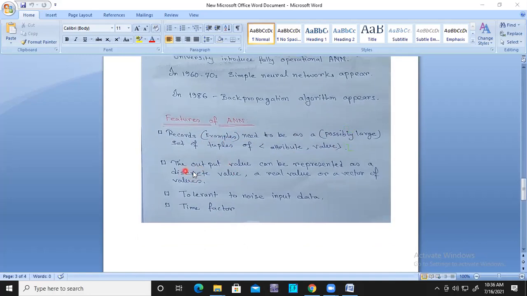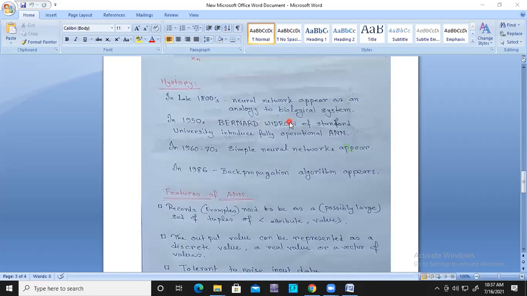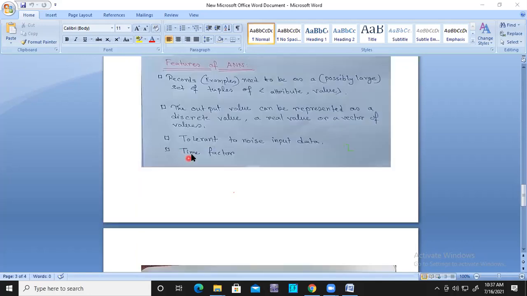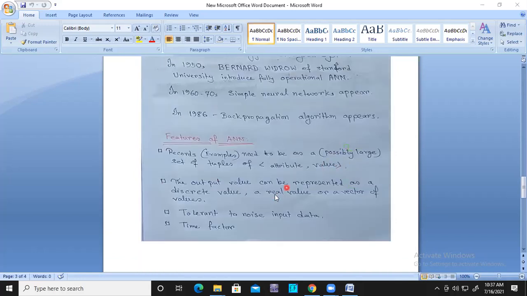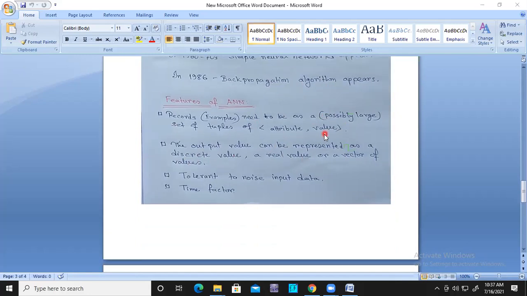Now, the output value can be represented as a discrete value, a real value, or a vector of values. This is the output property. How could you present this output value? If you put a discrete value, then it will be transferred to the controller directly. If you put a normal real value, it may be shown on a visual display unit, VDU, or through some graphical methods. Or if you put a vector of values, then it will go to another program or another action also.